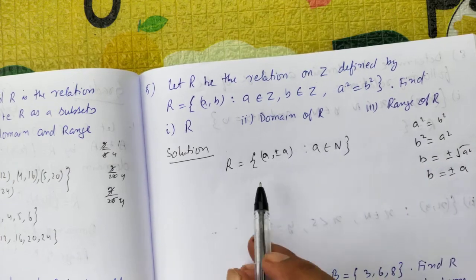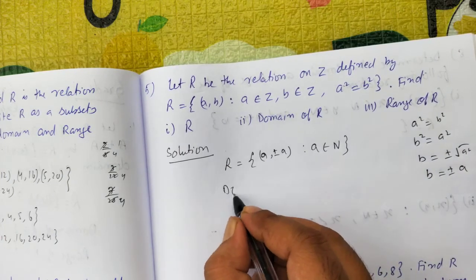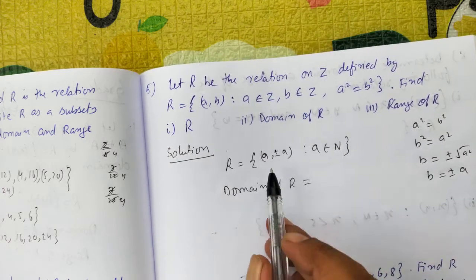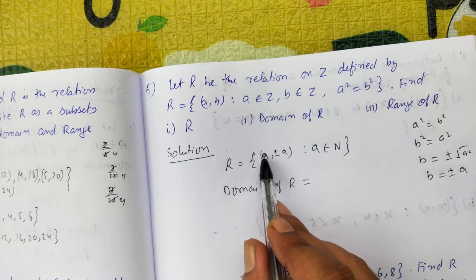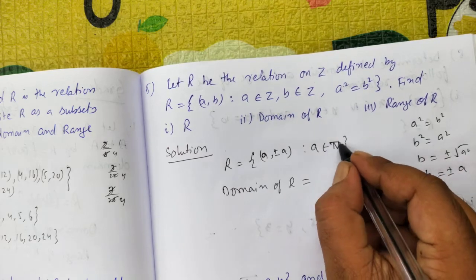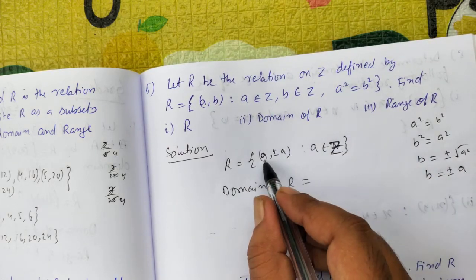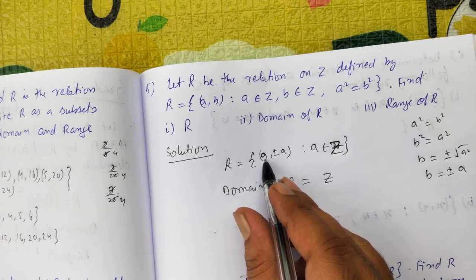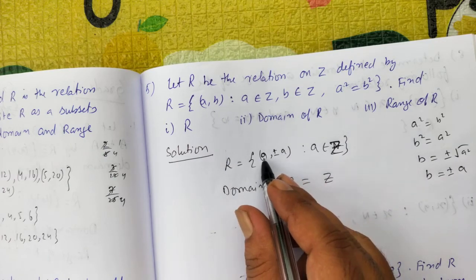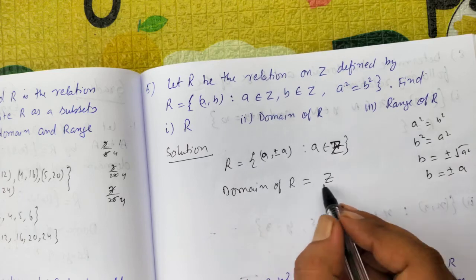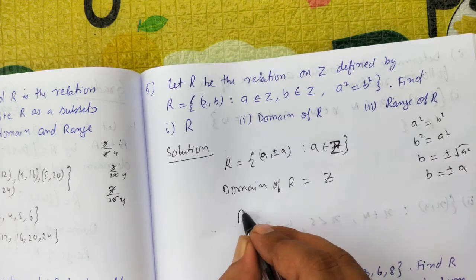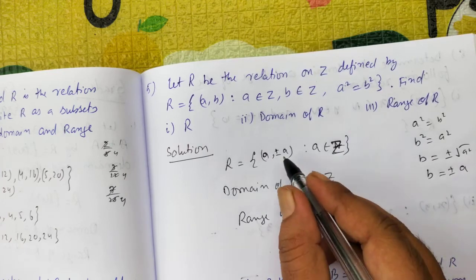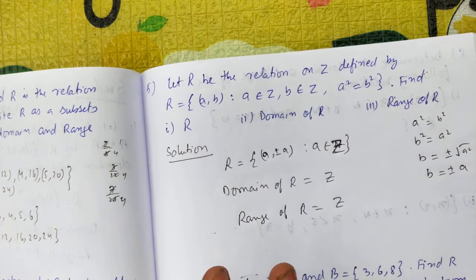Clear? Now what will be the domain? If you see, domain A is integer. This is Z, okay, sorry. A is integer, that means domain will also be integers. If I put 1, I'll get plus minus 1. If I put 2, I'll get plus minus 2. So domain will be all the integers, okay. Even the range also will be nothing but integers. Plus minus any number is an integer only.